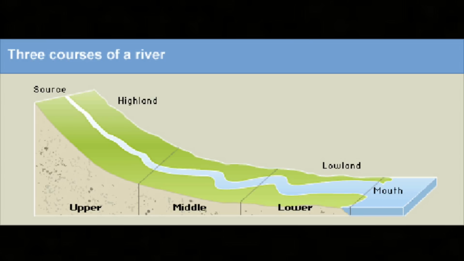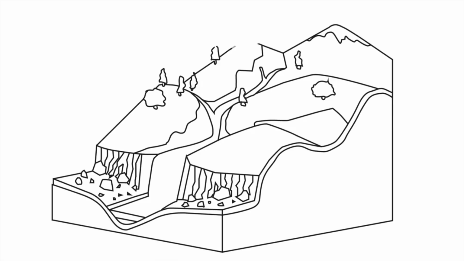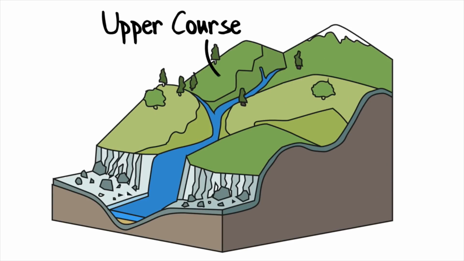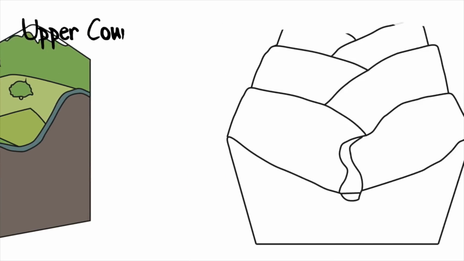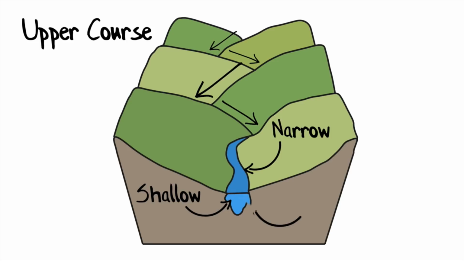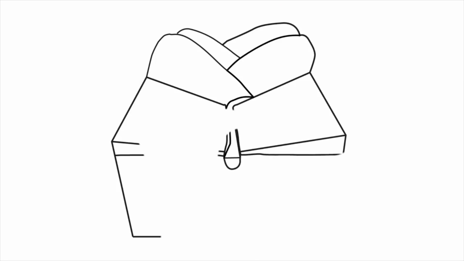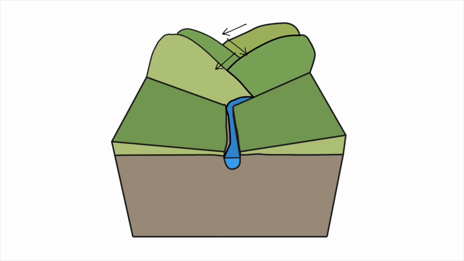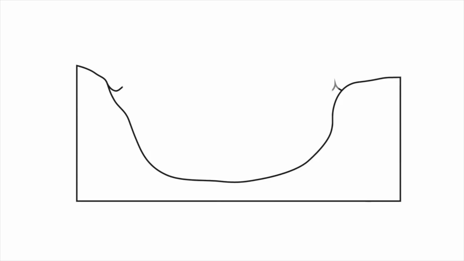The river has three different parts: upper, middle, and lower course. A river starts in the upper course. The water in the upper course flows slowly through narrow and shallow channels, slithering through interlocking spurs. Interlocking spurs are created when a river encounters hard rock and goes to the softer rock, making a zigzag line.